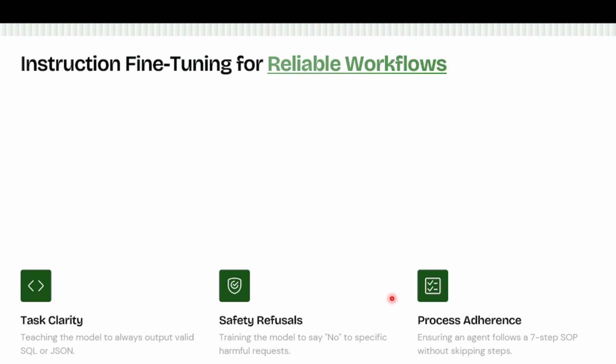Then we have process adherence. This is ensuring an agent follows a 7-step SOP without skipping steps. The agent should follow process steps, step one after the other, and should not skip any step. So it should adhere to the process.